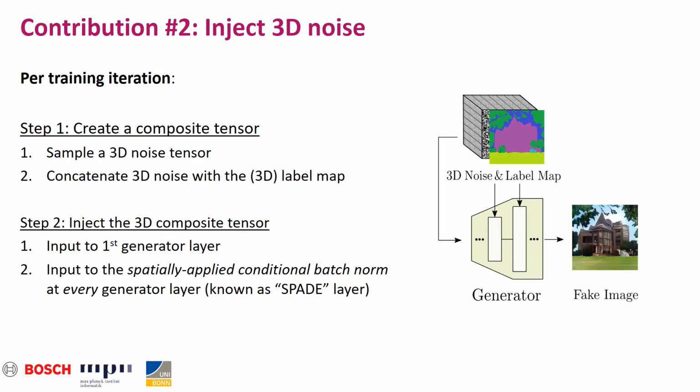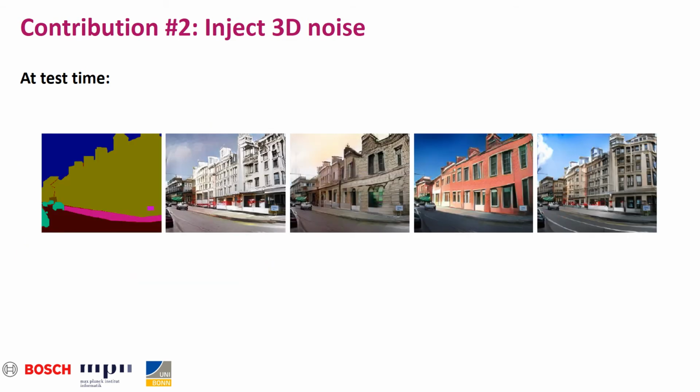Our second contribution is a 3D noise injection scheme. At every training iteration, we perform the following steps. First, we sample a 3D noise tensor and concatenate it with the label map. Second, this composite tensor is used as input to the first generator layer, but also as input to all intermediate layers. To be more precise, the 3D tensor is the input to every spatially adaptive normalization layer. In effect, the model does not ignore the noise because the noise modulates directly the activations at every layer of the generator. At test time, we can sample noise and generate diverse images for every label map.